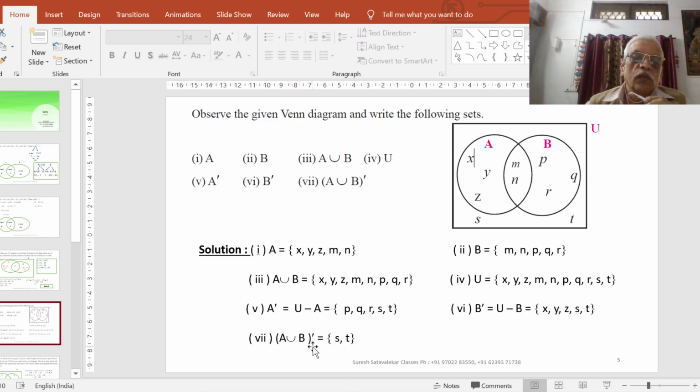And you want (A union B) complement. So A union B is this set and its complement means from U, if you take out all these elements, you are left with S, T. So (A union B) complement means the set S and T, the set of the two elements S and T.